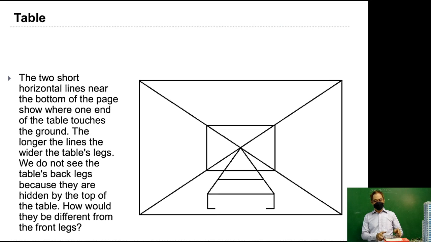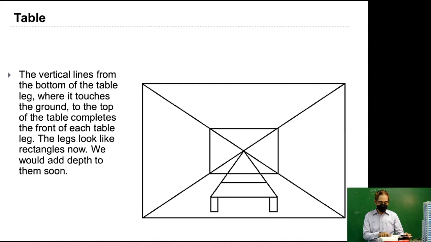The two short horizontal lines near the bottom of the page show where one end of the table touches the ground. The vertical lines from the bottom of the table leg, where it touches the ground, to the top of the table complete the front of the table leg.